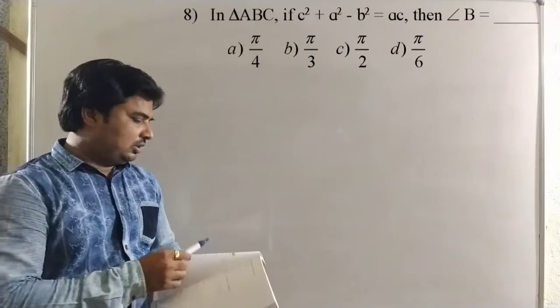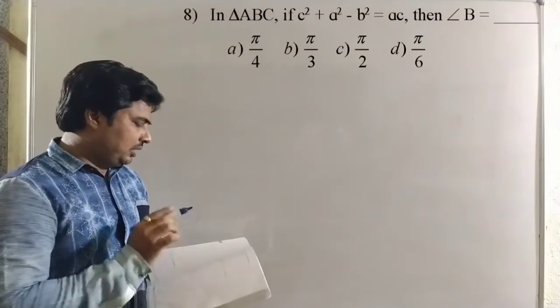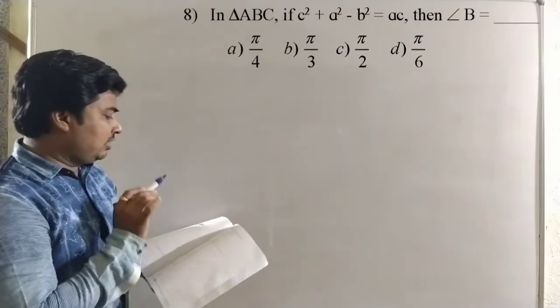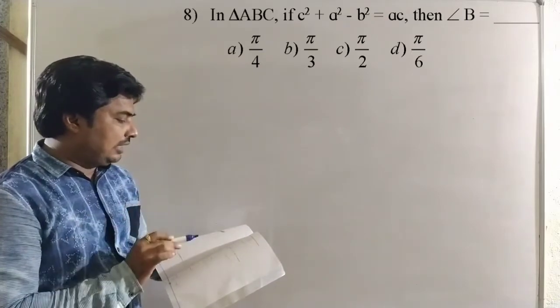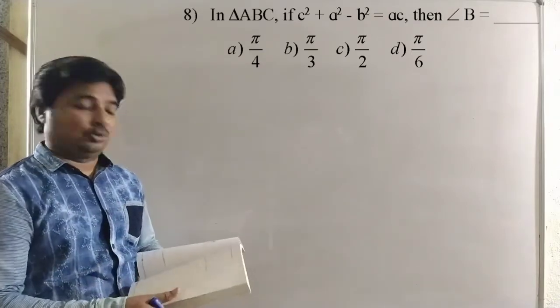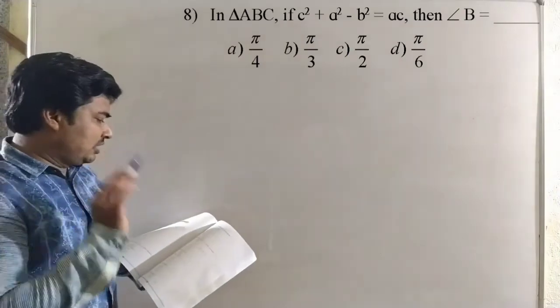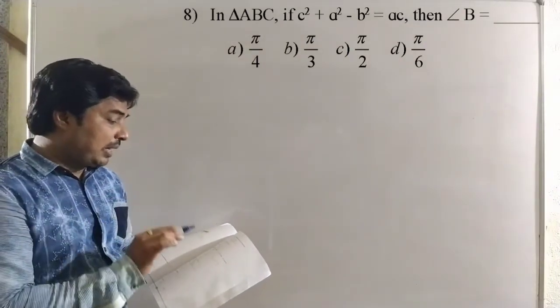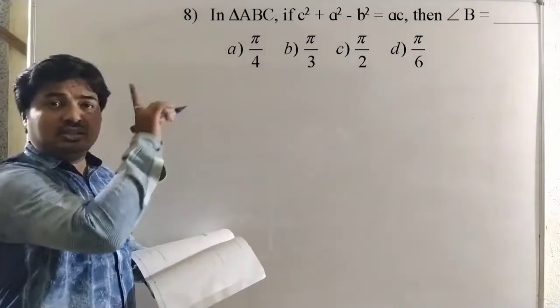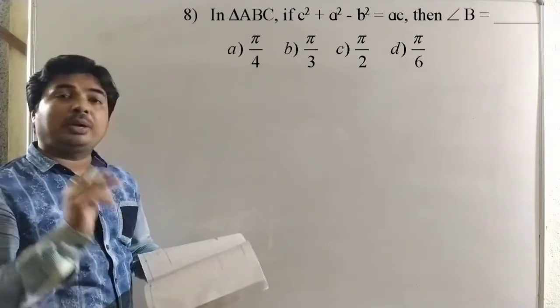Now see carefully the next question. Question number 8. In triangle ABC, if c square plus a square minus b square is equal to AC, then angle B is equal to... Okay, here it is given that c square plus a square minus b square is equal to AC. See carefully in the question that is given and we want to find the angle.